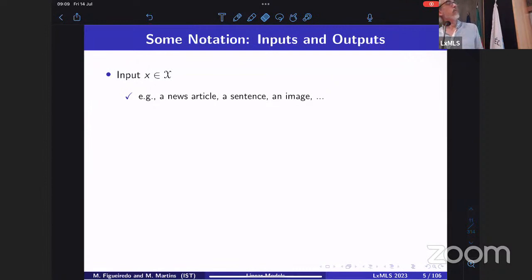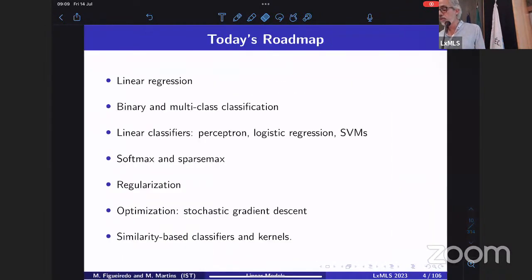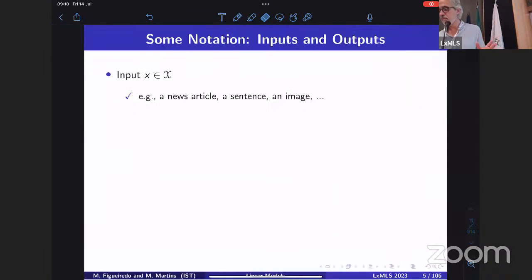So we'll talk essentially or exclusively in this talk about supervised learning. So it's a problem where you have an input and an output, and you want to learn how to predict the output from the input given a bunch of examples. That's it. Okay, it's a very simple scenario.